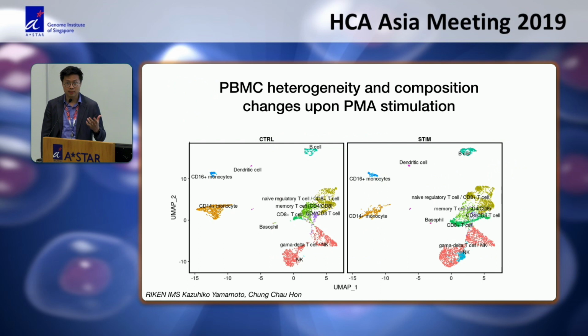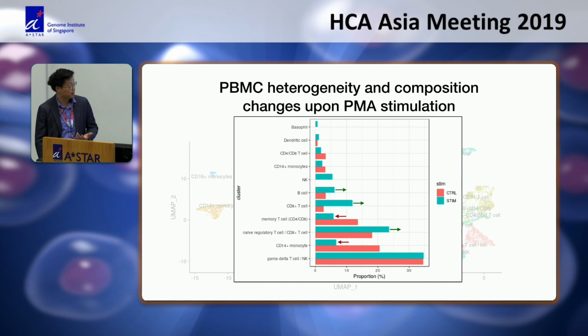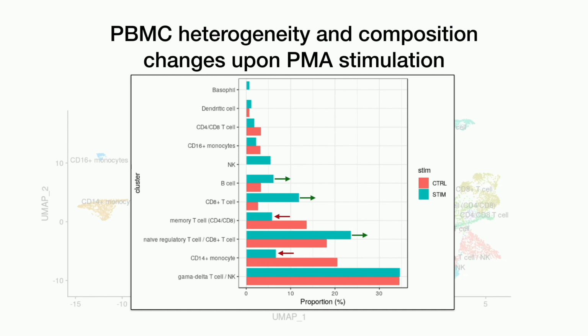So we decided to take this technology to profiling a little bit more complex tissues, PBMCs, and we stimulated with PMA. Basically, we activated the immune response in PBMCs, and we performed 5' single-cell RNA sequencing. So here you can see different populations, both in control and stimulation, and you can actually quantify this. And you can see an increase in number of B cells and CD8 T cells, but also decrease in CD14 monocytes, as you would expect, because PMA actually differentiates monocytes to macrophages, and that CD14 population is decreased.